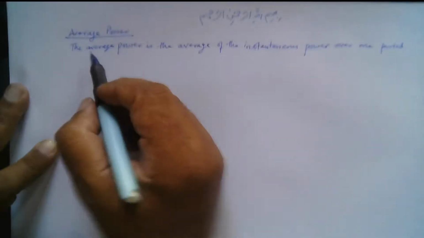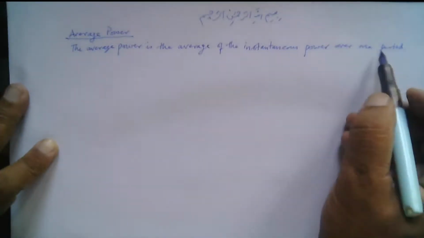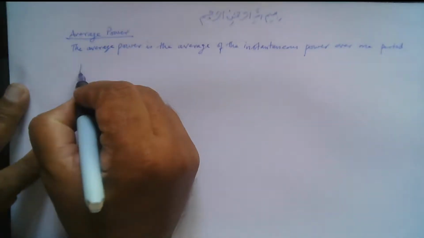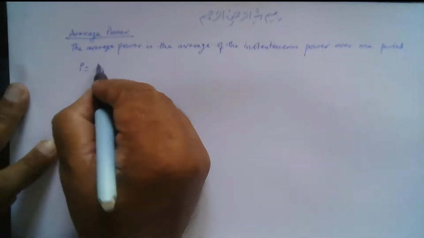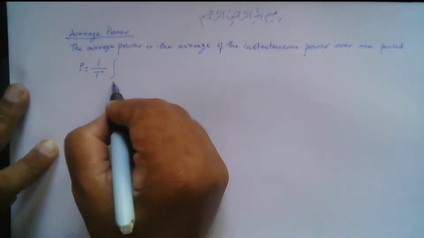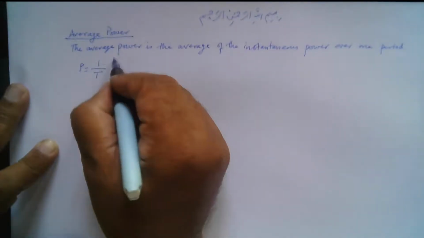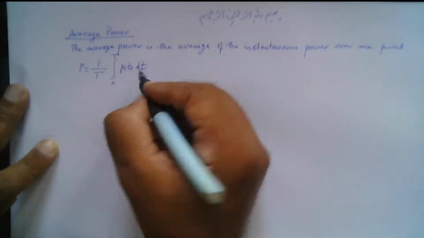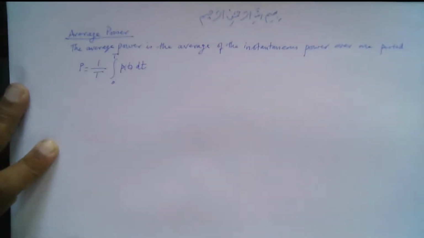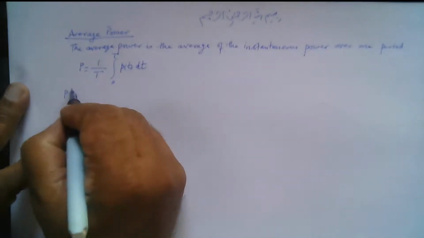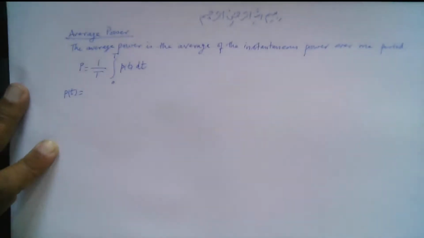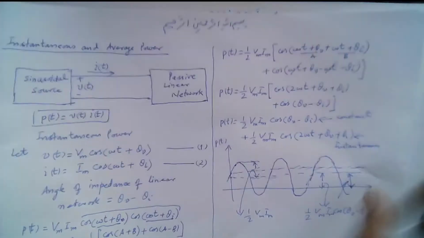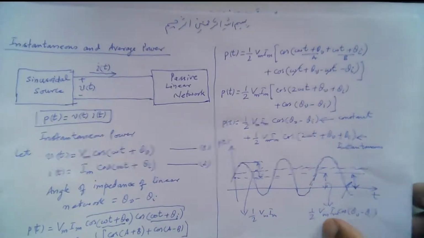So the average power is the average of the instantaneous power over one period. So the average power, if we denote it by capital P, is equal to 1 over the time period T and the integral over one time period, 0 to T, of the instantaneous power P of t, and we integrate with respect to time. So we just found that P of t is given by this formula here, right?